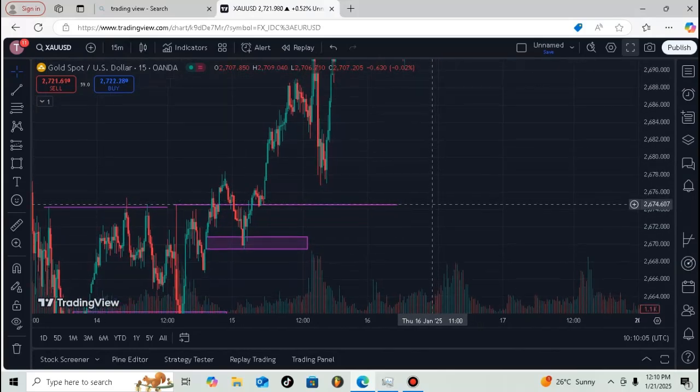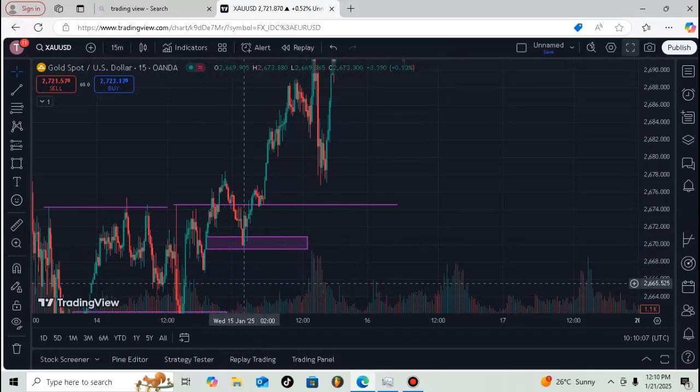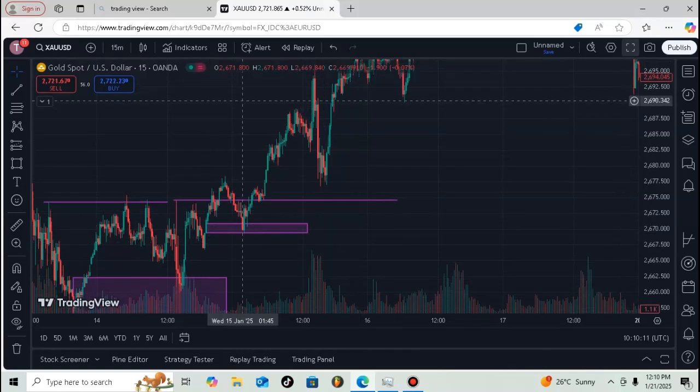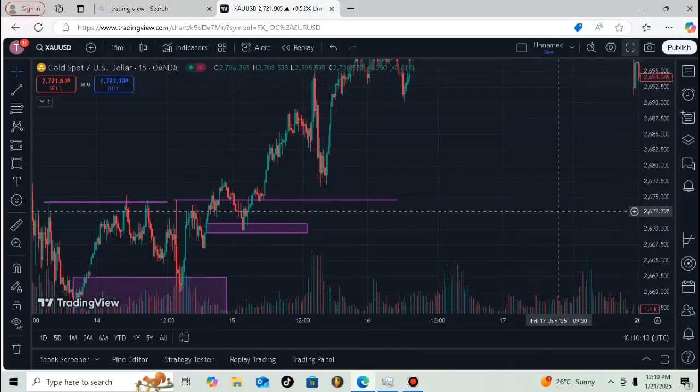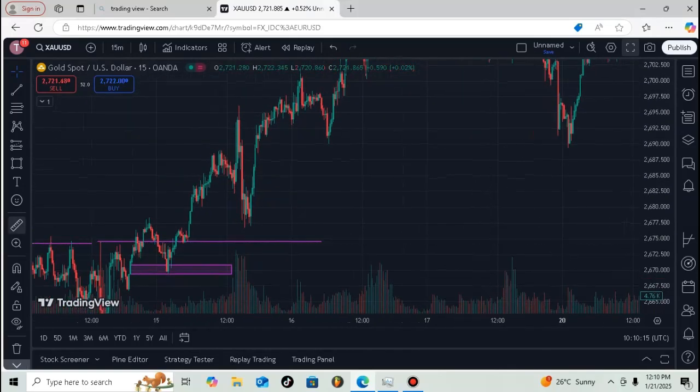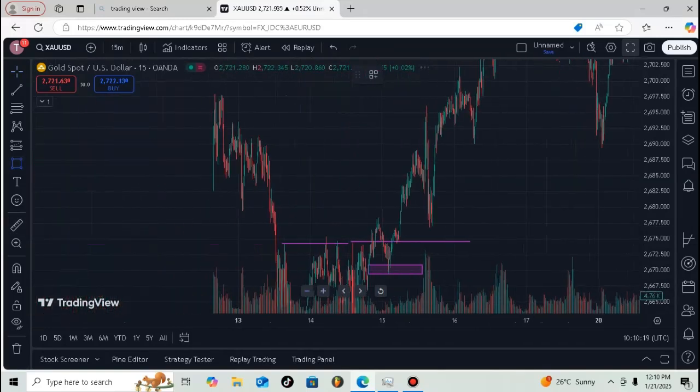Market came into that fair value gap, took it out because there was no down candle. There was no point of market dropping into that area, and market rose. As you can see, your accumulation, manipulation, distribution. Very, very nice stuff. Another example for mitigation block is a very, very nice one here.